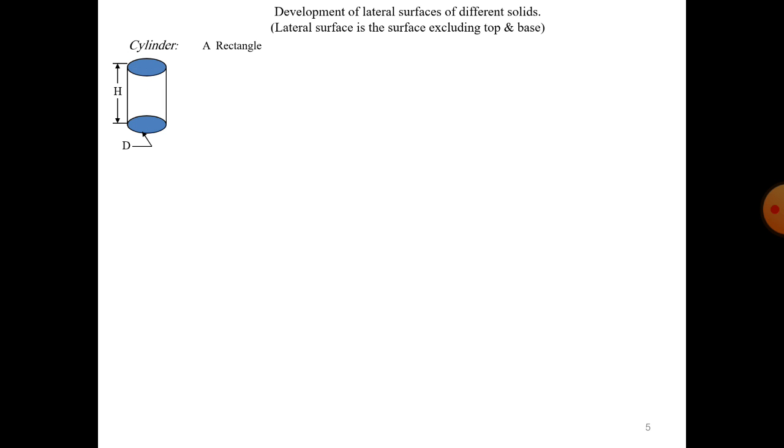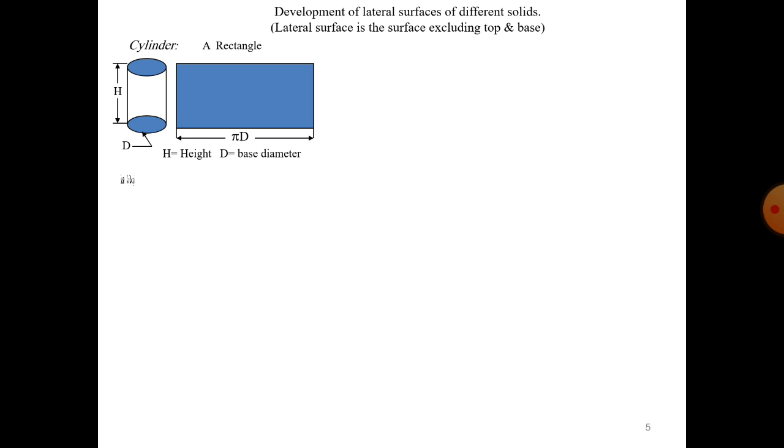Next, let's study some parameters of solids. First is the cylinder. Whenever a cylinder is shown with parameters height and diameter, in development it shows a rectangle of size circumference πd by h, where h is the height and d is the base diameter.